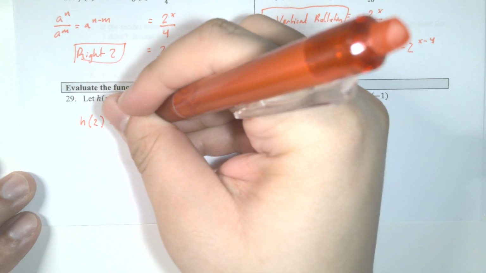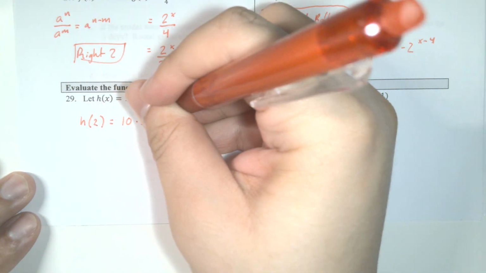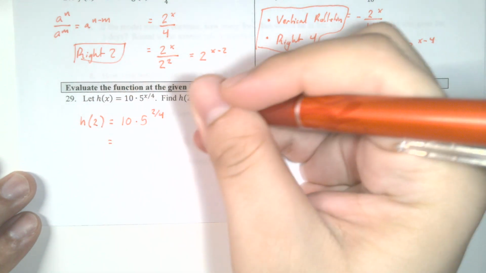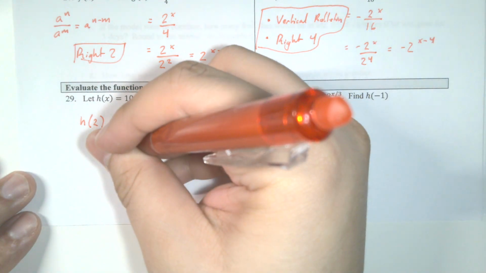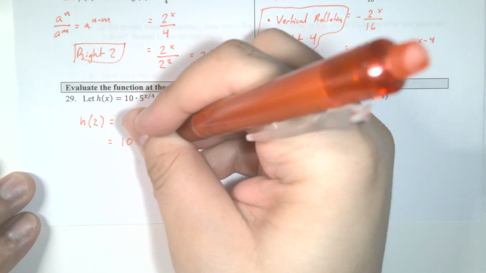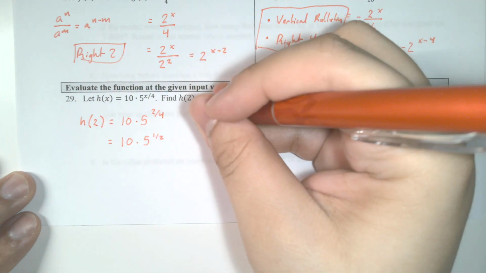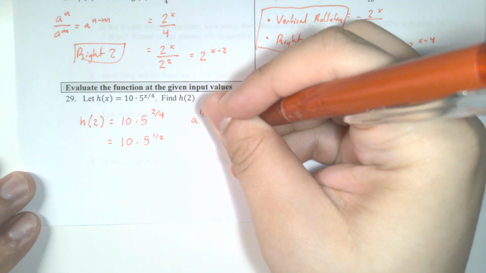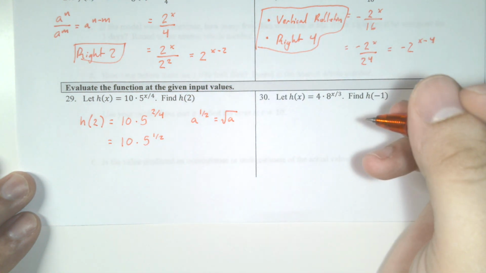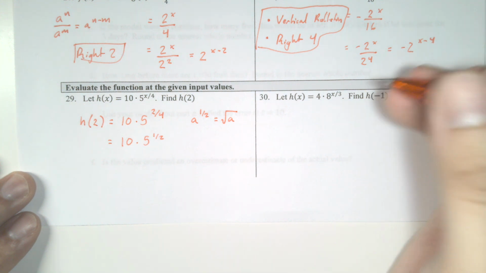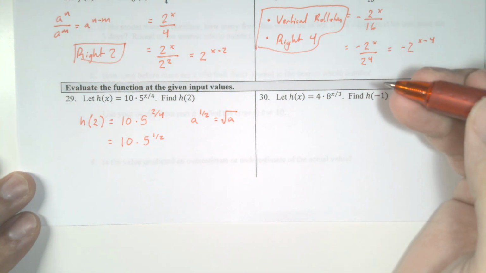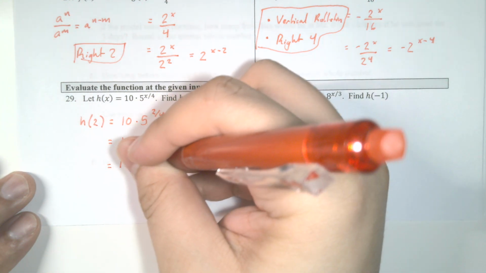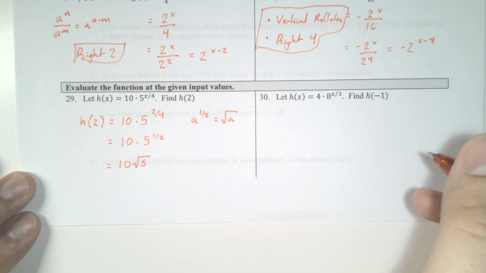That's going to give us 10 times 5 to the power of 2 divided by 4. Well, 2 divided by 4 is just 1/2. So really this is 10 times 5 to the 1/2 power. And if we remember our exponent properties, anytime we have something as a 1/2 power, this is that number as a square root. So a to the 1/2 power is the same thing as the square root of a, and that means that we have 10 times the square root of 5.